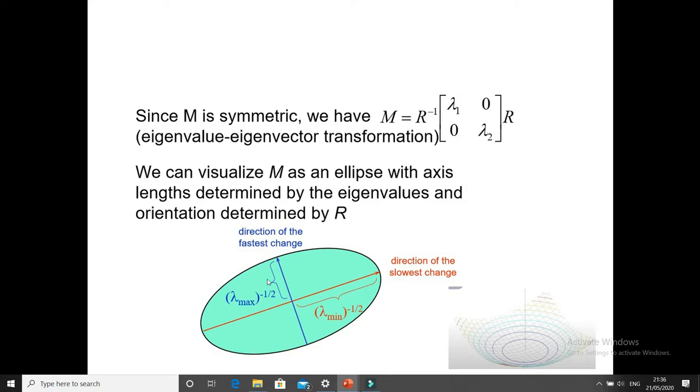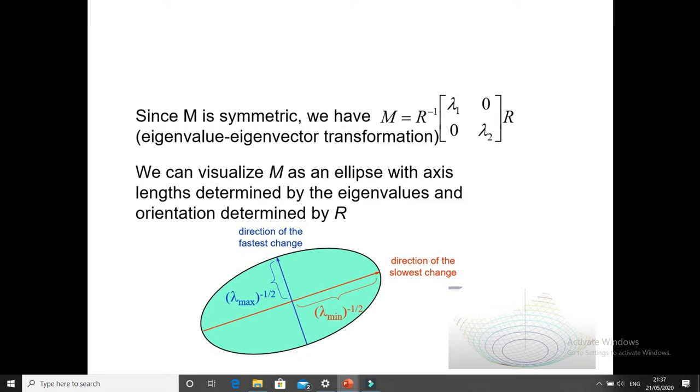Here, with lambda max, the value will change very fast in this region. And lambda min gives the direction of the slowest change, where it goes very slowly in this direction. We have to move a further distance in order for that value to change in this direction.